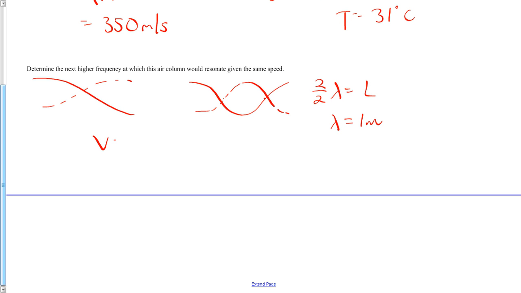At 350 meters per second, the next frequency which would generate that is 350 hertz. So 350 hertz generates the next resonant pattern. And if you desired, you could go up another step to 525 hertz and get another resonant frequency.